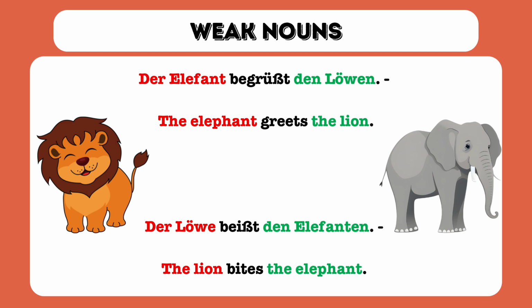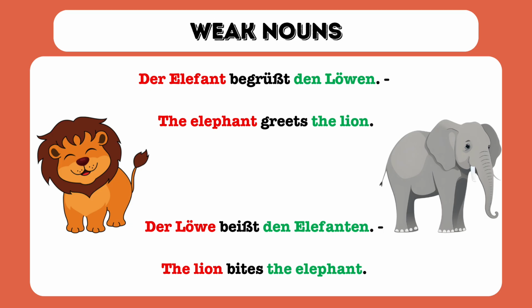Der Elefant begrüßt den Löwen. The elephant greets the lion. The lion is the one being greeted in this sentence, so of course it is den for the accusative case, and Löwen, which has an extra N at the end of it because it is in the accusative case. Der Löwe beißt den Elefanten.